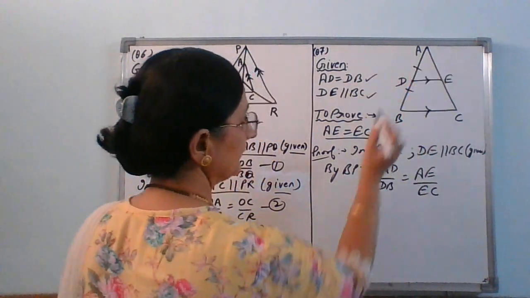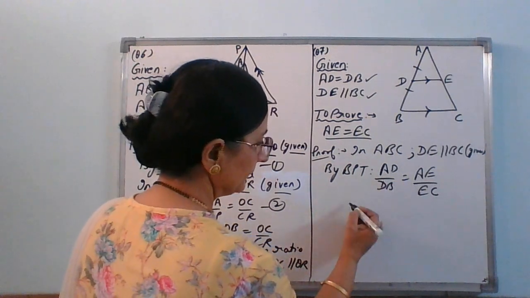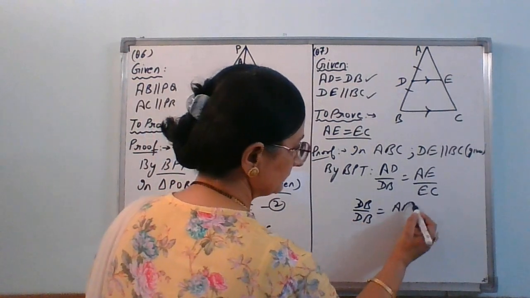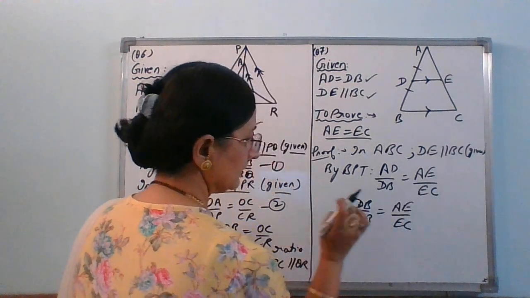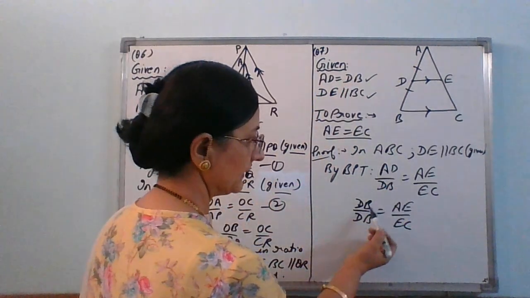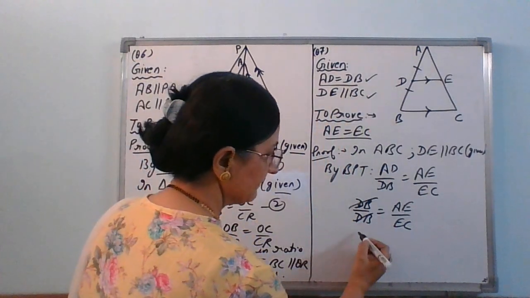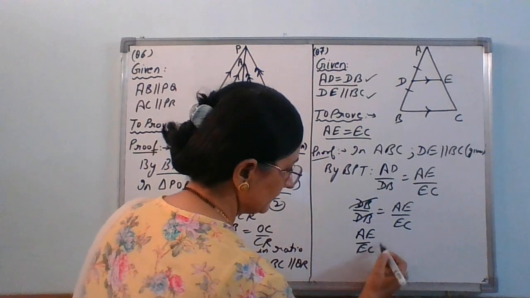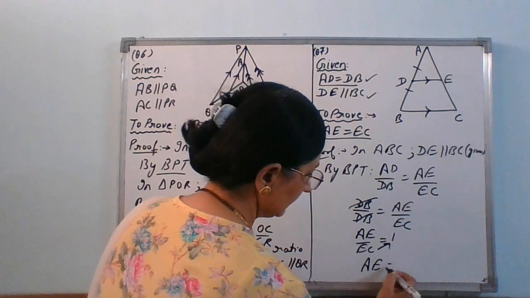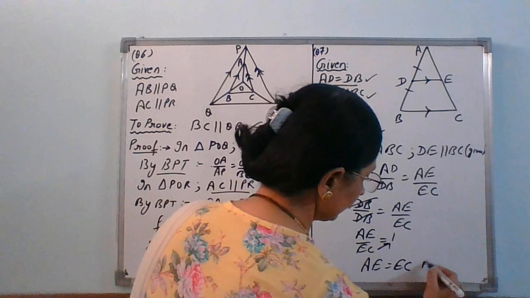Now here as D is the midpoint, we know that AD is equal to DB, right? AD is equal to DB. In place of AD, I am going to replace DB. DB will come here, right? As AD is equal to DB, in place of AD we can write DB because they both are equal. So DB will cancel, and the answer here will be 1. So AE upon EC will be equal to 1. So by cross multiplication, it shows that AE is equal to EC. So yes, E is the midpoint.